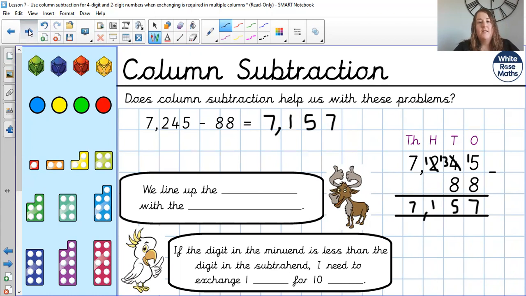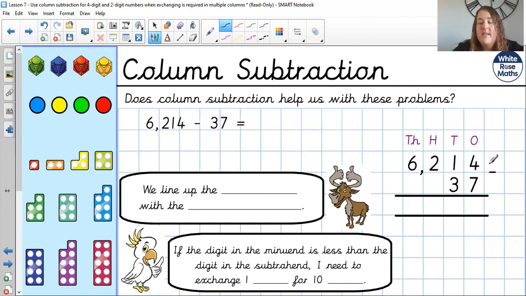Brilliant. Okay, last one. Again, if you want to have a go at this one yourself, you're more than welcome to pause the video and then just see, but I will go through this one as well. So again, 6,214, take away 37, ones lined up with the ones, tens lined up with the tens. So we start in our ones column, 4 take away 7, can't do that. So I'm going to be crossing out the 1 from my tens and leaving a 0 and popping my 1 next to my 4.